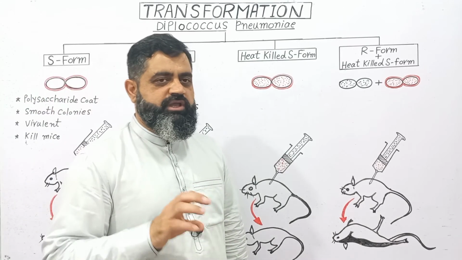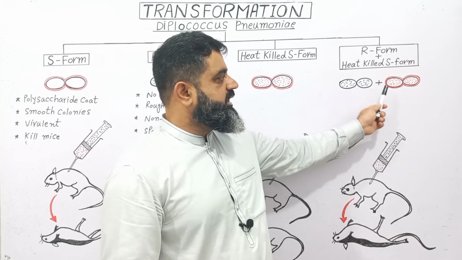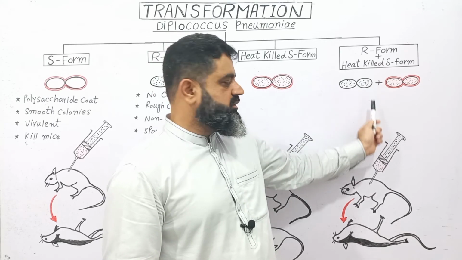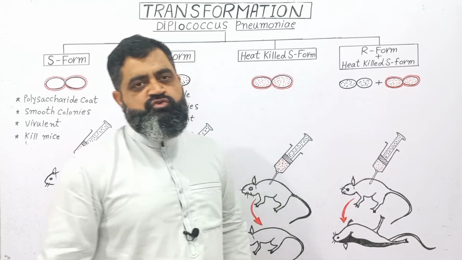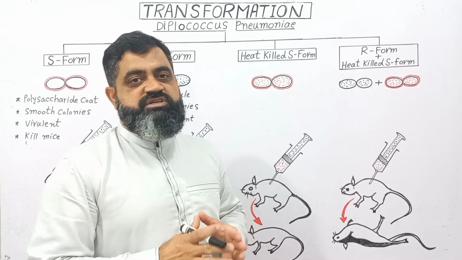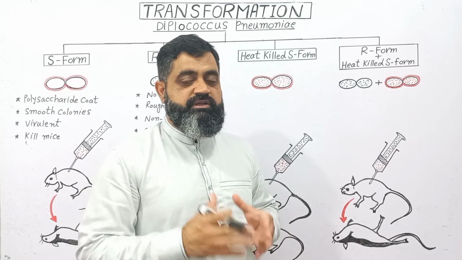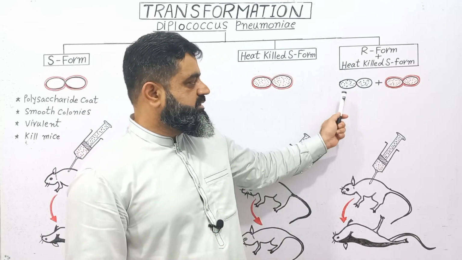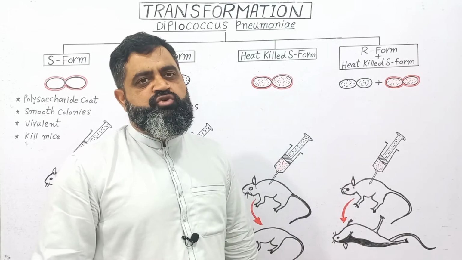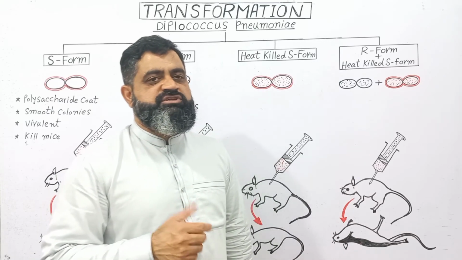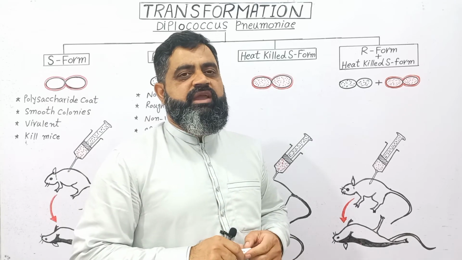But in this experiment, when Griffith injected alive R form and heat killed S form together into the mice, the mice died. So what happened? Both of these strains are non-virulent and do not cause the death of the host, but this time these strains together killed the mice. Griffith could not explain it, but later on some experiments were performed.